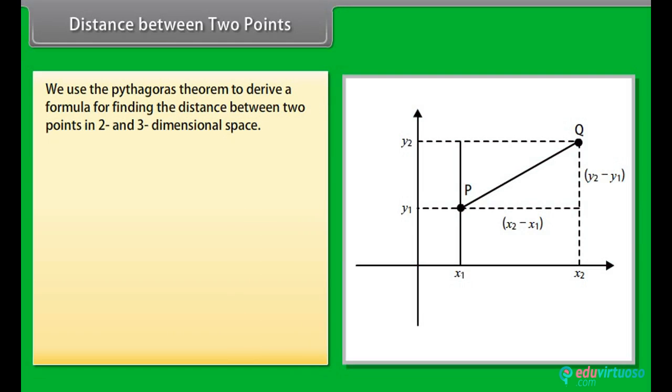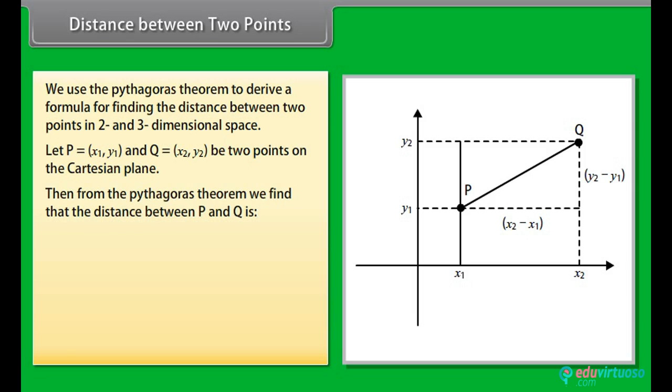Distance between 2 points. We use the Pythagoras theorem to derive a formula for finding the distance between 2 points in 2 and 3-dimensional space. Let P equal to x1, y1 and Q equal to x2, y2 be 2 points on the Cartesian plane as shown in the figure. Then from the Pythagoras theorem, we find that the distance between P and Q is PQ equal to square root of x2 minus x1 square plus y2 minus y1 square.